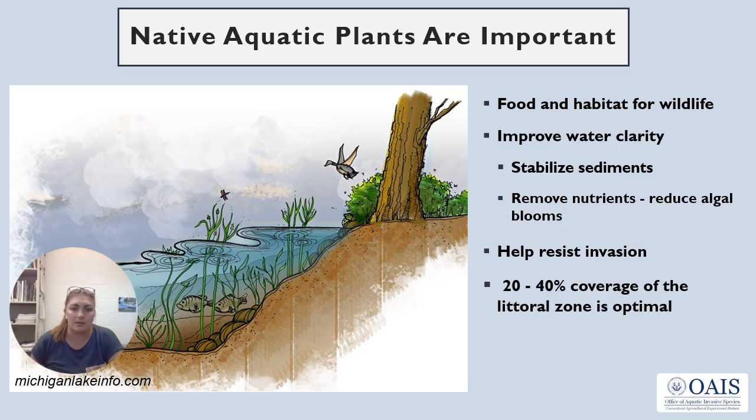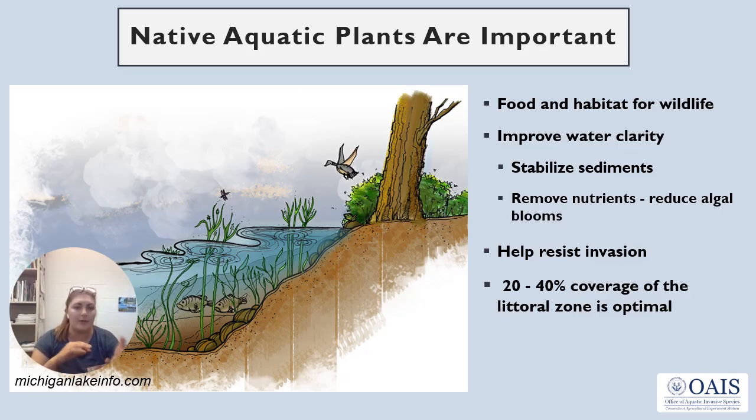And then Connecticut DEEP recommends that 20 to 40% coverage of the littoral zone is an optimal balance for a lake. So the littoral zone is anywhere light can reach the bottom. That's usually somewhere between the shoreline and 4 meters in depth. That can change depending on water clarity. But it's generally the shoreline of the lake. And so if light reaches the bottom, that means plants can grow.